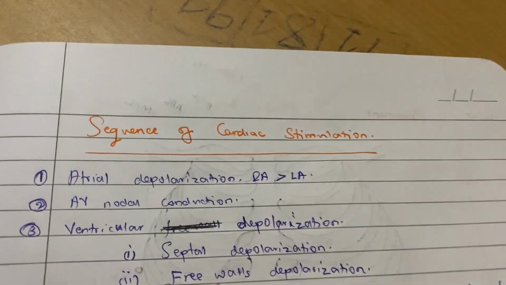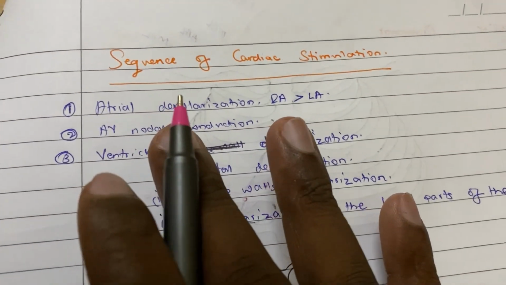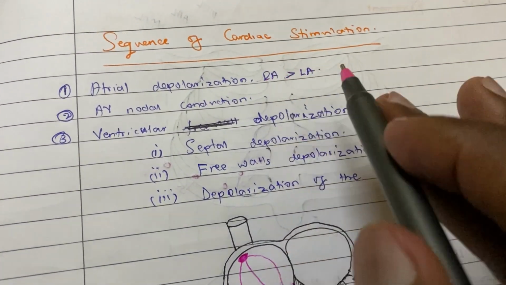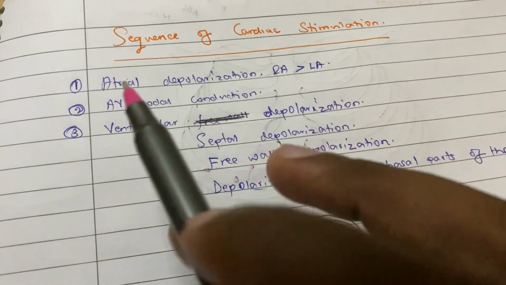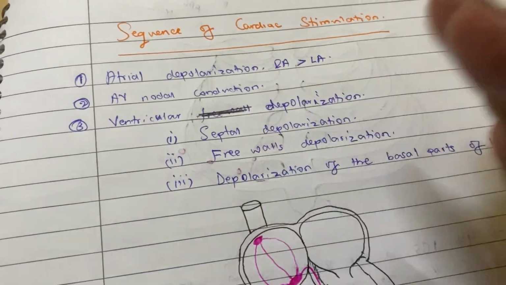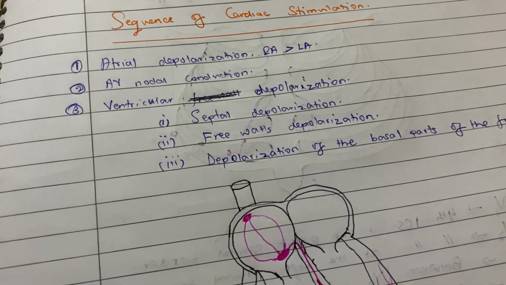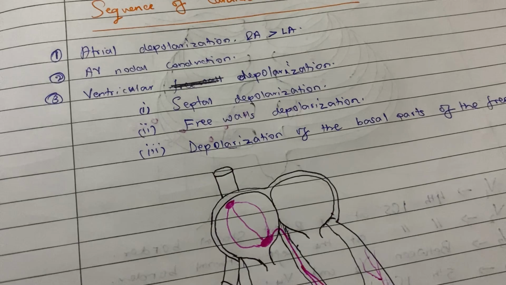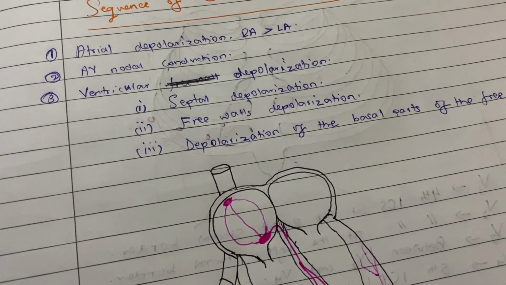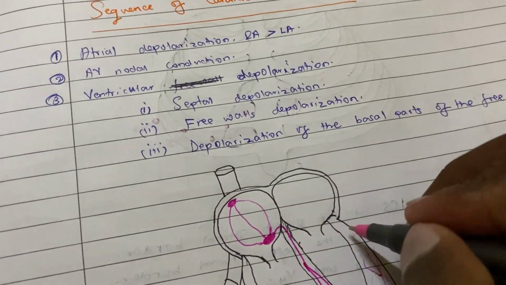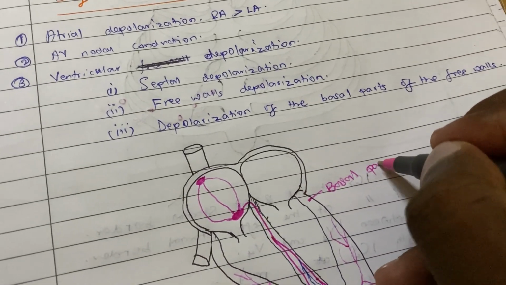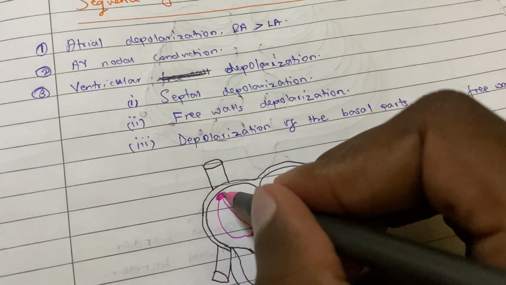Put them in writing. So this is whatever we have said: atrial depolarization first, but right atrium before the left atrium, and then AV conduction, that one we are not seeing. Ventricular depolarization happens in 3 phases: septal depolarization, free walls, and then the basal parts. The basal parts are these ones.